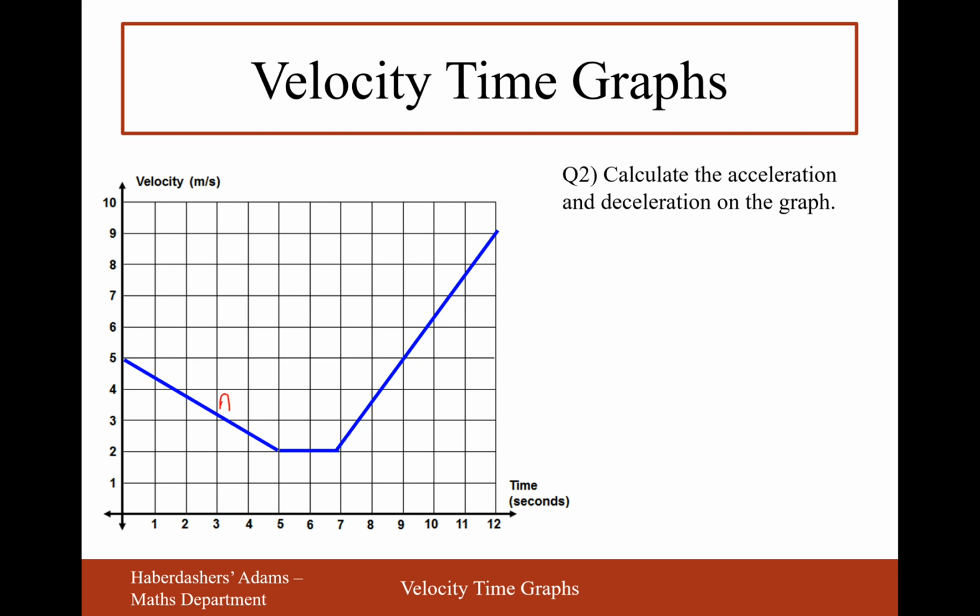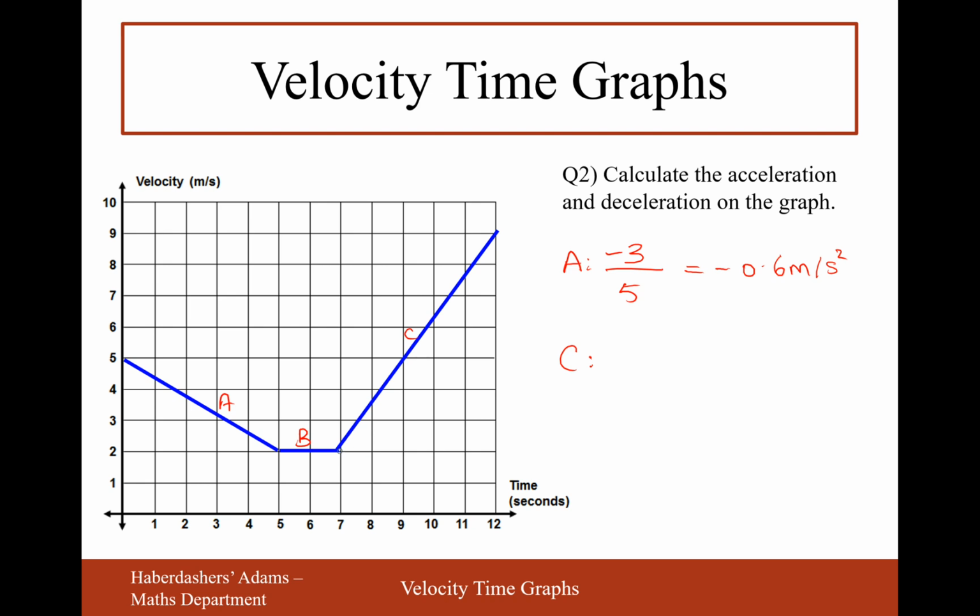Okay, we'll refer to them as section A, section B and section C again. For section A, we have some obvious deceleration. So the deceleration is going from 5 down to 2, so that is taking away the speed of 3. That's over the 5 seconds that's happened, so that would be minus 0.6 meters per second squared, or you could say the deceleration is 0.6 meters per second squared.